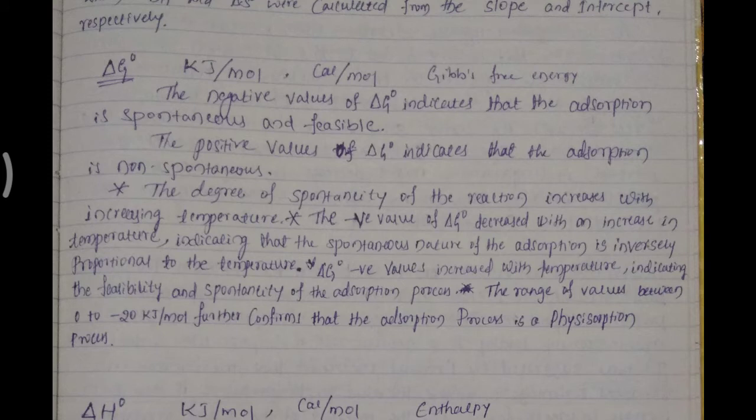The negative value of delta G naught decreases with an increase in temperature, indicating that the spontaneous nature of the adsorption is inversely proportional to the temperature. Delta G naught negative value increases with temperature, indicating the feasibility and spontaneity of the adsorption process. The range of values between 0 to 20 kilojoule per mole further confirms that the adsorption process is a physisorption process.